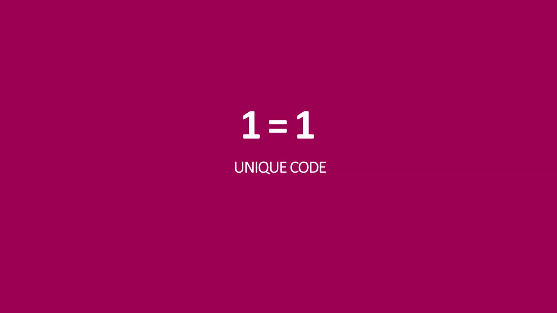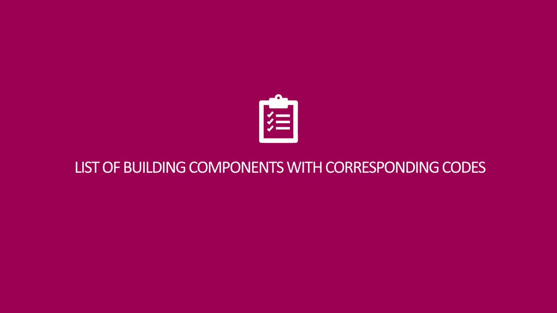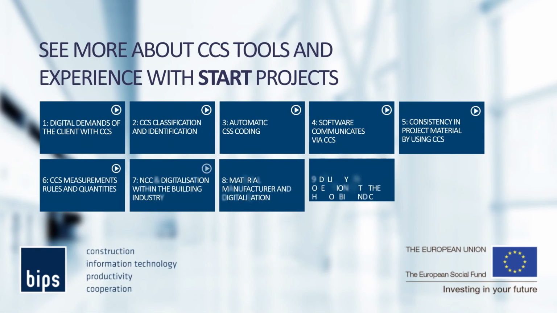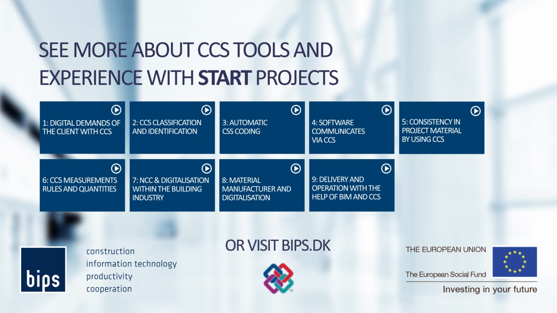Use a unique code, such as CCS codes. It creates structure and consistency throughout the project documents. Prepare a list of building components with corresponding codes for the entire project. It creates clarity for the entire project team, and not everyone needs to know the CCS thoroughly. Expand the list regularly as the project progresses. That way you get a building element journal ready-made. This ensures consistency. See more about CCS tools and experience with START projects in our other videos, which can be found on bips.dk.